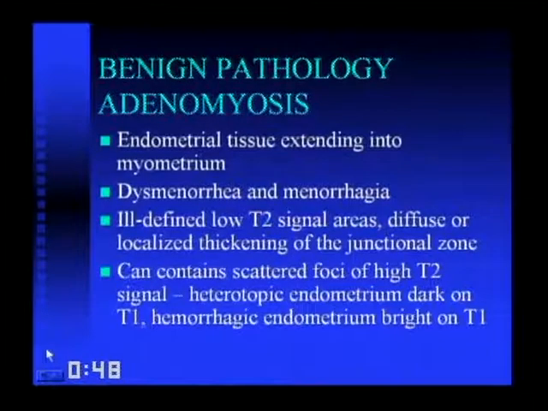Adenomyosis is very nicely demonstrated on MR exam. This is when the endometrial tissue extends into the myometrium, and what it looks like is areas of low signal intensity, often just causing a localized thickening of the junctional zone. If there are bright signal foci within it, you've got to think of some acute superimposed hemorrhage, which will also look bright on T1, and heterotopic endometrial tissue will be dark on T1.